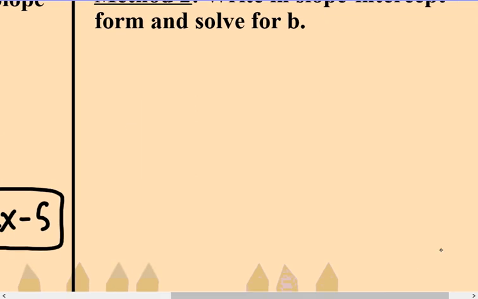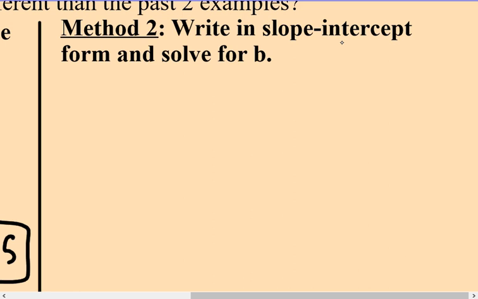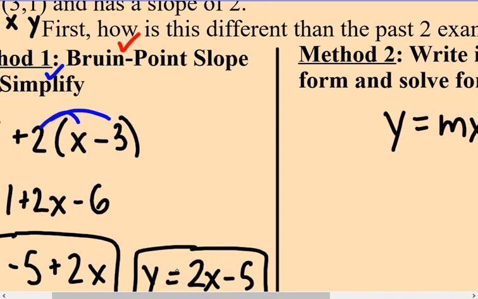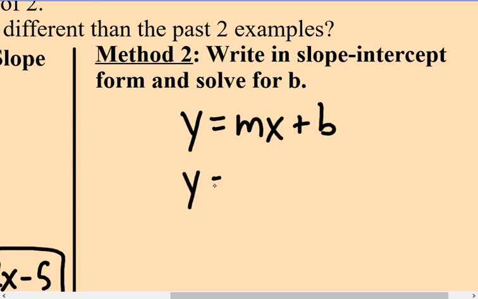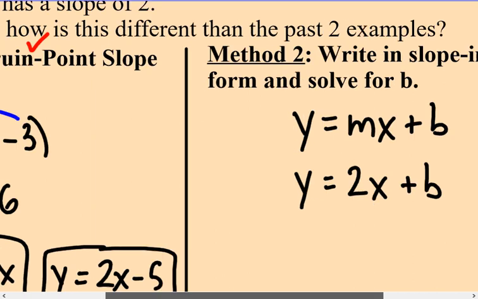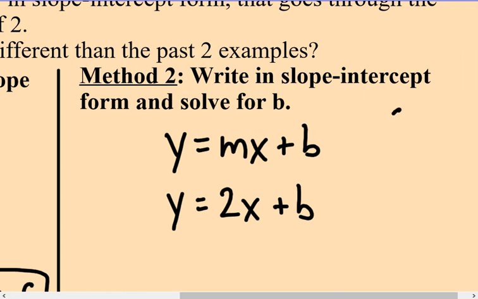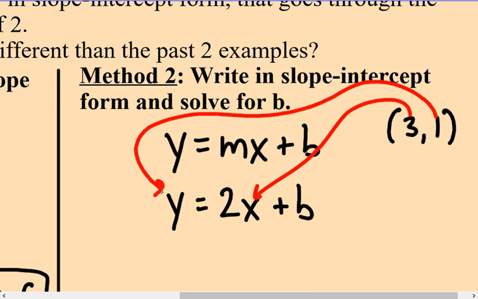Here is method two. Method two is to first write it in slope-intercept form and then solve for b. So let's say I'm trying to get it in y equals mx plus b form. I know from the given piece of information that the slope was 2. So I'm going to write that in my equation. It looks like y equals 2x plus b. I don't know the y-intercept. Do I know an x and a y that go together that are on the line? Yeah, (3, 1). (3, 1) is a point on the line. 3 is an x coordinate. 1 is a y coordinate. So I'm going to put 3 in for x, and I'm going to put 1 in for y.